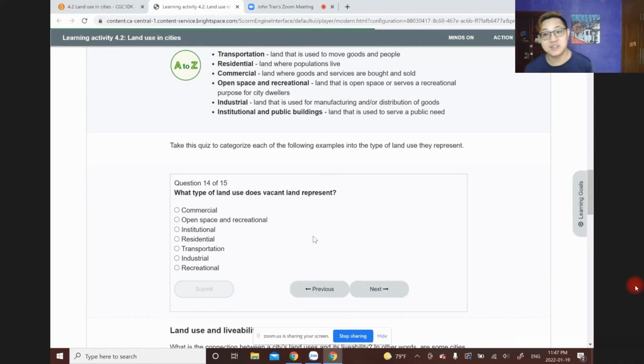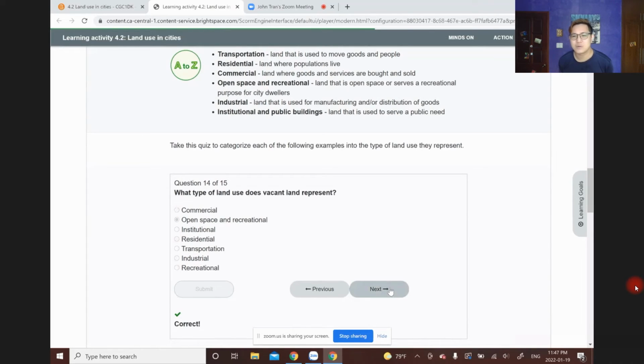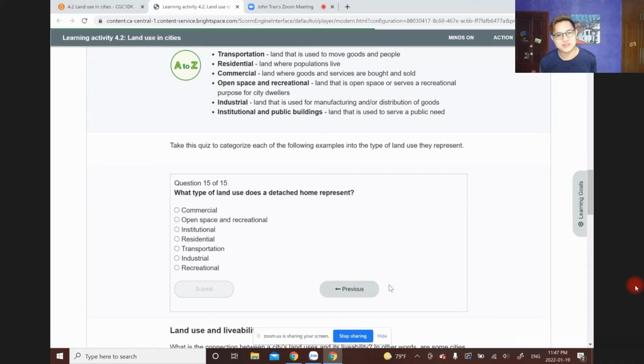Vacant land, which means nobody uses that land. It means you don't have any real use for that land. Then it should be open space. Interesting, so they use the word open space as land that is not used for anything. Open and recreational. It should be like an unused land category.